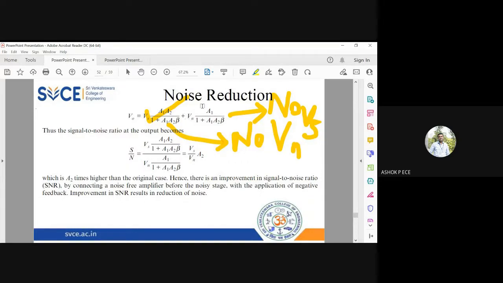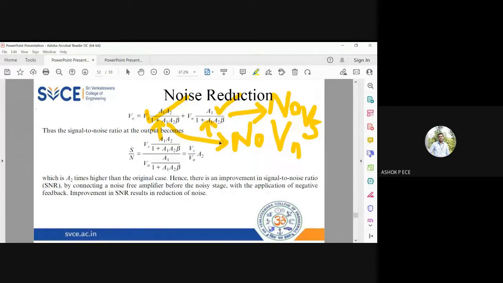So the superposition theorem says whenever you have two voltage sources, find the output from the two individual sources and add them. So V0 equals Vs into A1 A2 by 1 plus A1 A2 into beta, plus Vn into A1 by 1 plus A1 A2 into beta. So you have two components here. The first one will represent your signal component. The second one will represent your noise component.